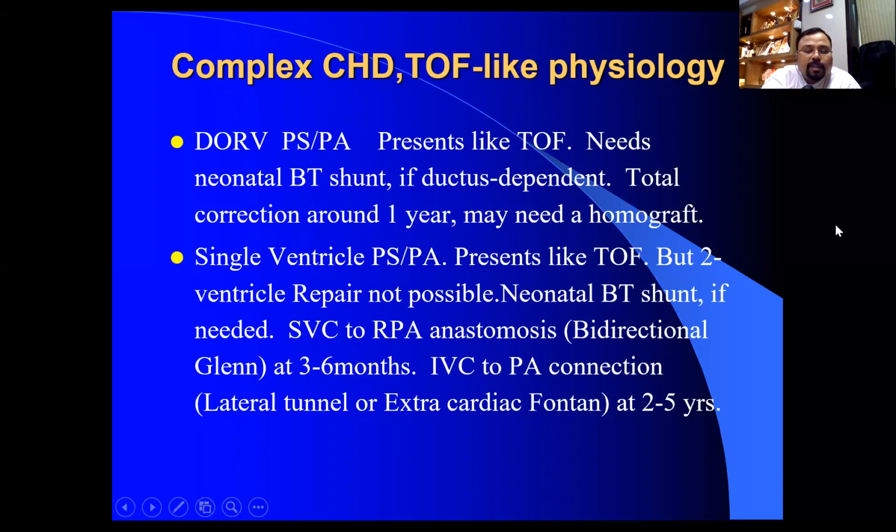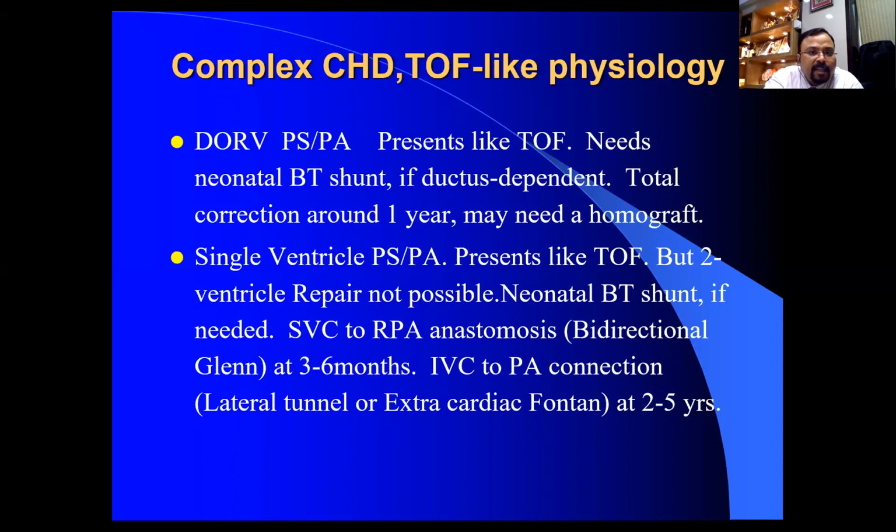Now TOF-like physiology, which includes double outlet right ventricle with pulmonary stenosis or pulmonary atresia. They also present like TOF, and they also need BT shunt sometimes in emergency during the neonatal period or early infancy period if they are duct dependent in case of pulmonary atresia. Total correction is needed at 1 year of age, in which VSD closure is done and a right ventricle to pulmonary artery conduit is placed, RV to PA conduit.